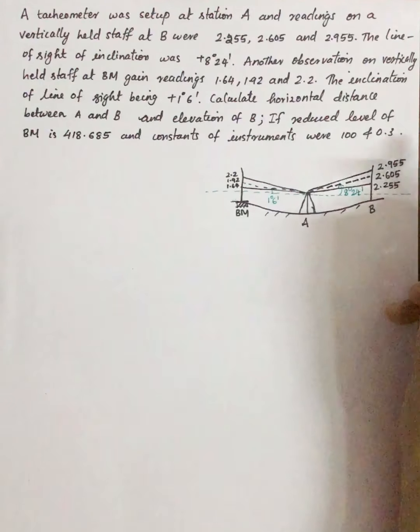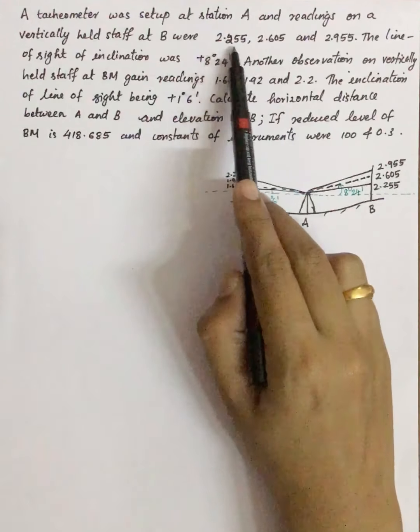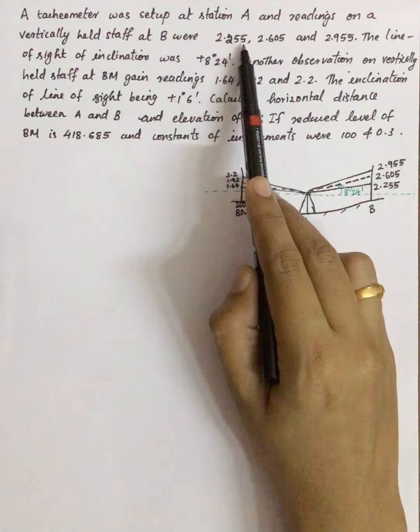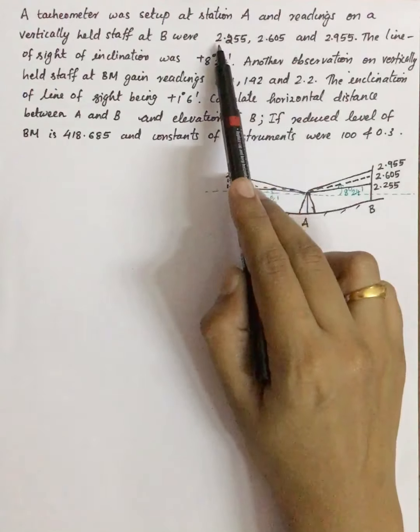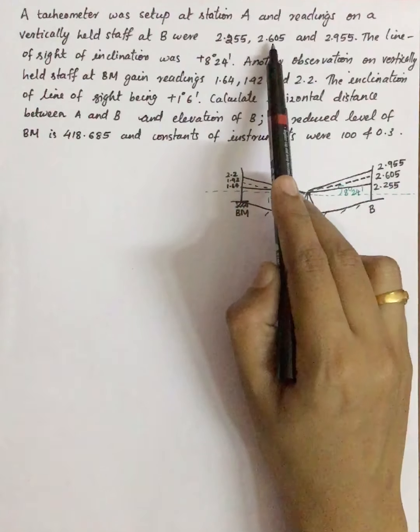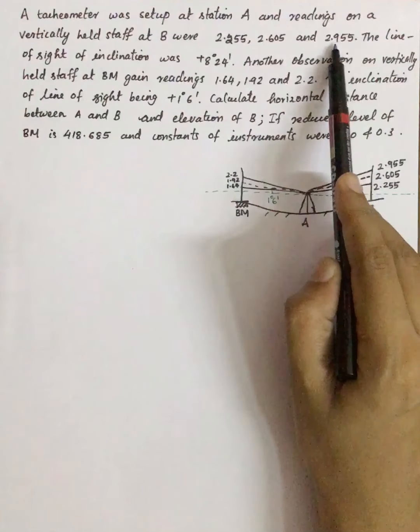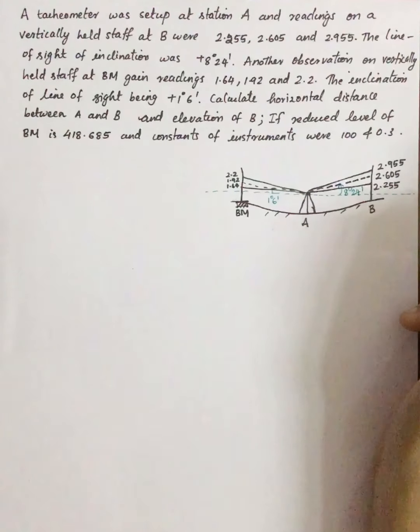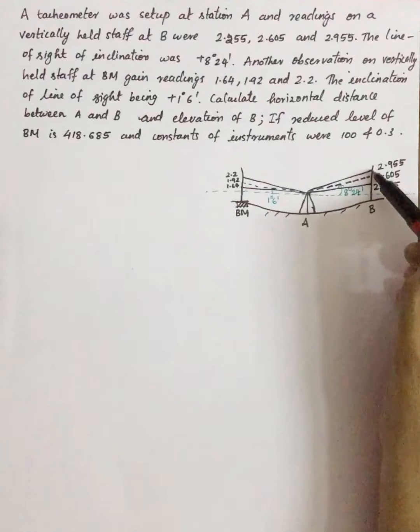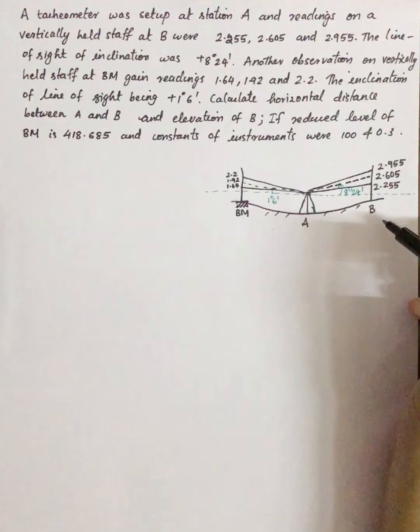You got 3 readings. So look at the question. You got 3 readings, 2.255. This is the lowest reading, so it must be the lower reading. 2.605 is the central reading and 2.955 will be the upper reading. Okay, so draw a staff at B.